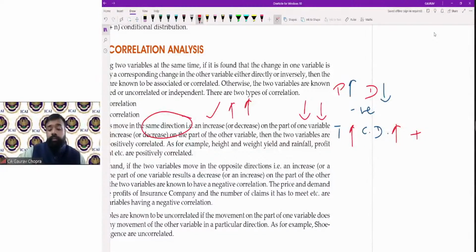Now, sometimes there are few variables where the effect of one does not come on the other. For example, x is getting increased, but there is no change in y. Or if y changes, but there is no change in x, that means these two variables are unrelated. इन दोनों में कोई relation नहीं है. So in that case, correlation will be zero. So let's take few examples.